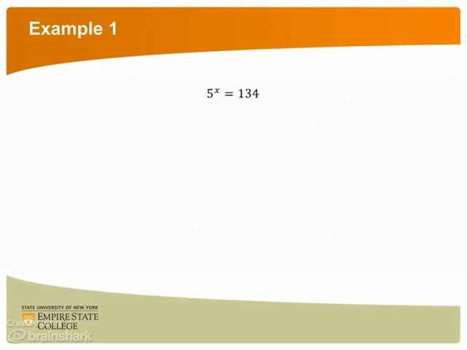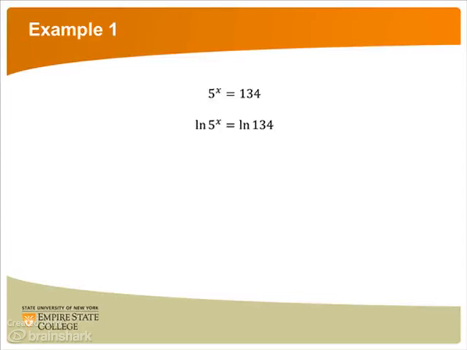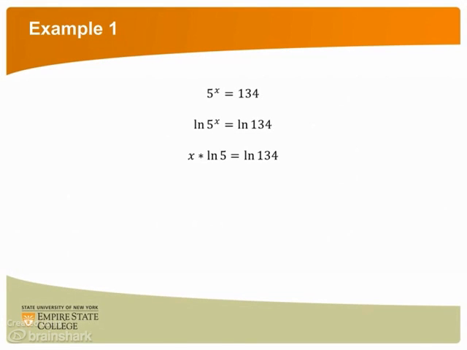Let's start relatively simple. Suppose we want to find to which power we raise 5 to get 134. Because the exponential term is isolated, we take the natural logarithm of both sides. Using the logarithm rules, the natural logarithm of 5 raised to the x power becomes x multiplied by the natural logarithm of 5.